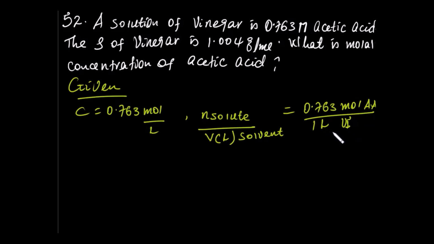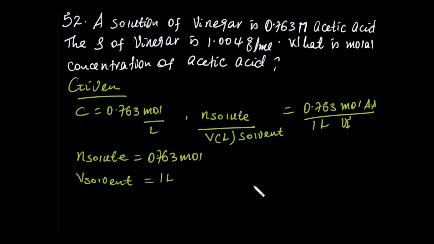1 liter of solvent, vinegar. So n of solute is equal to 0.763 mol, and volume of solvent is equal to 1 liter. From this, we need to find the mass of solution. Mass is equal to n times molecular weight, or molecular mass; n is equal to given mass divided by molecular weight.